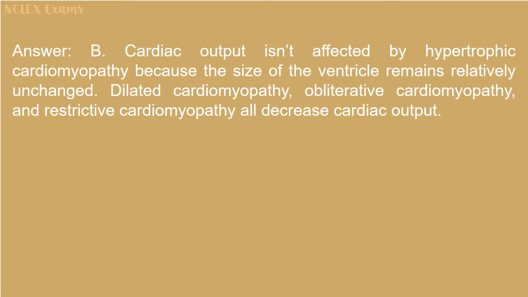Answer B. Cardiac output isn't affected by hypertrophic cardiomyopathy because the size of the ventricle remains relatively unchanged. Dilated cardiomyopathy, obliterative cardiomyopathy, and restrictive cardiomyopathy all decrease cardiac output.